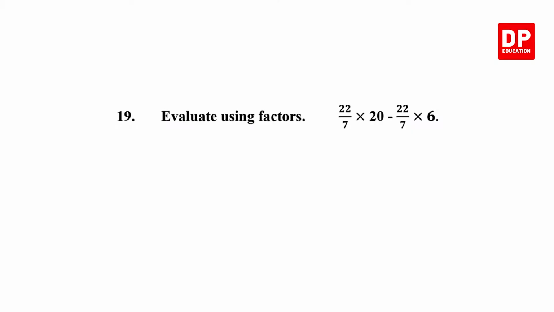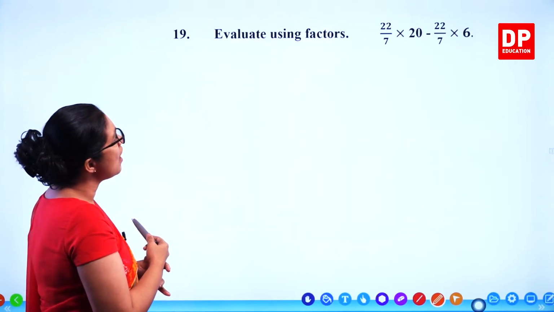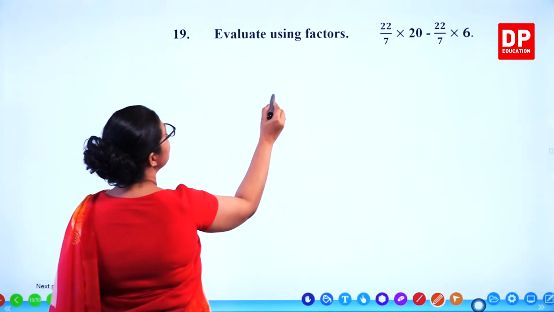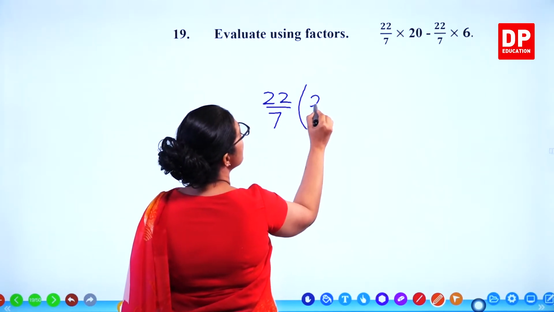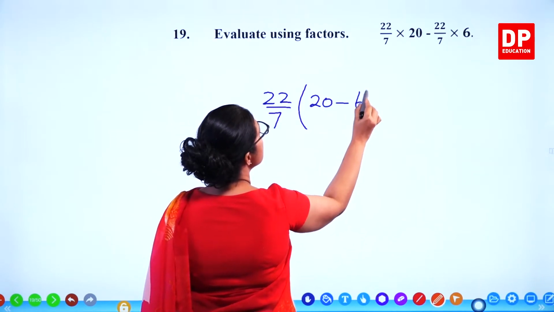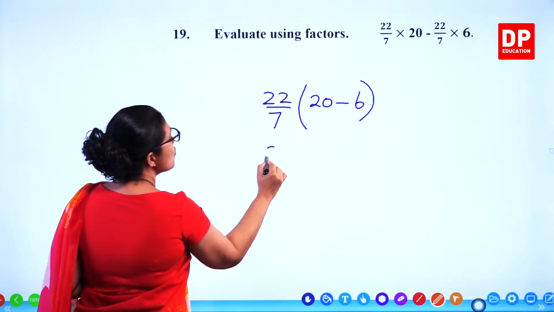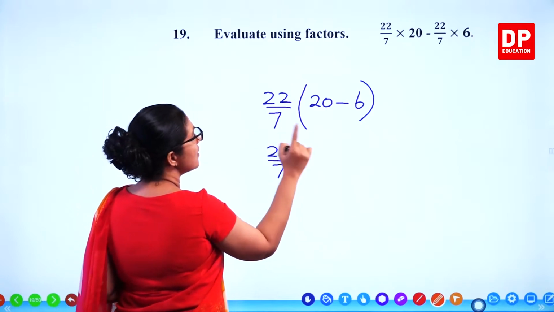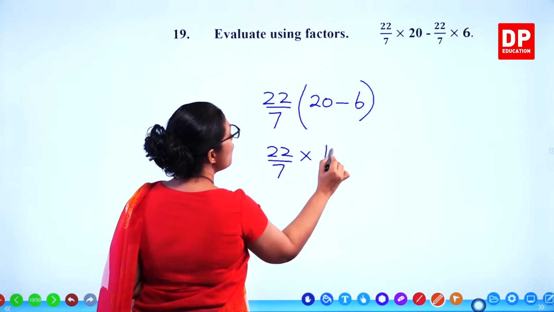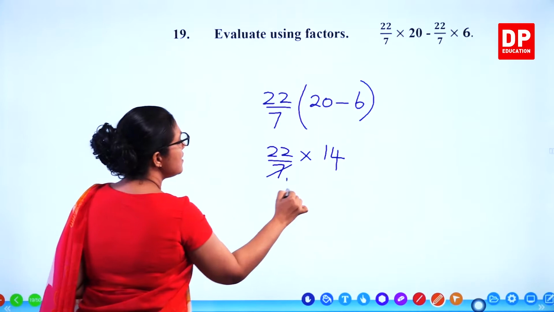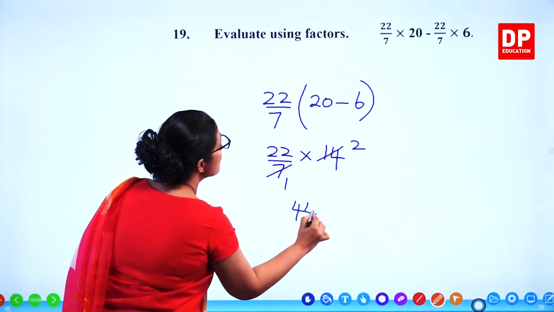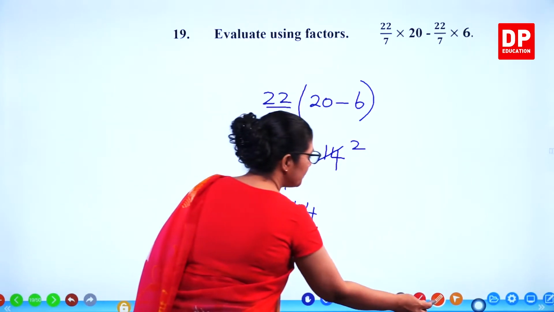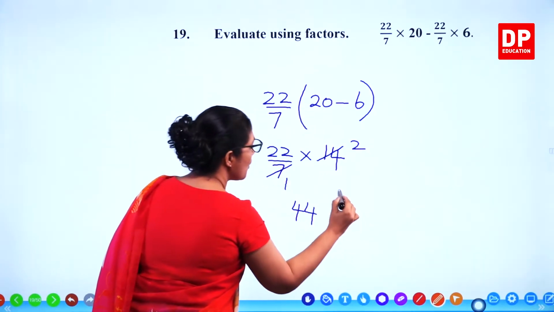Question number 19. Evaluate using factors. So the common term, you have to take it out. 22 over 7 is common. Take it out. What's remaining? 20 minus 6. So 20 over 7. 20 minus 6, that's 14. So you can easily simplify. 7 times 2, 2 times 22, that's 44. You are getting 2 marks.